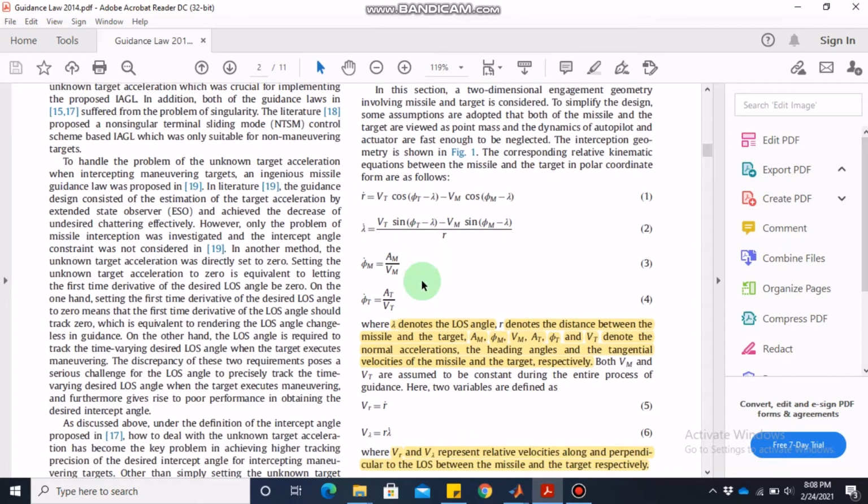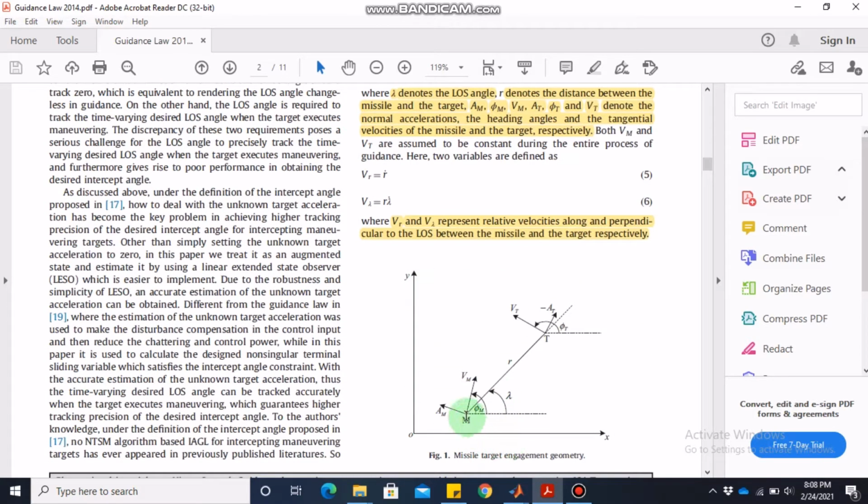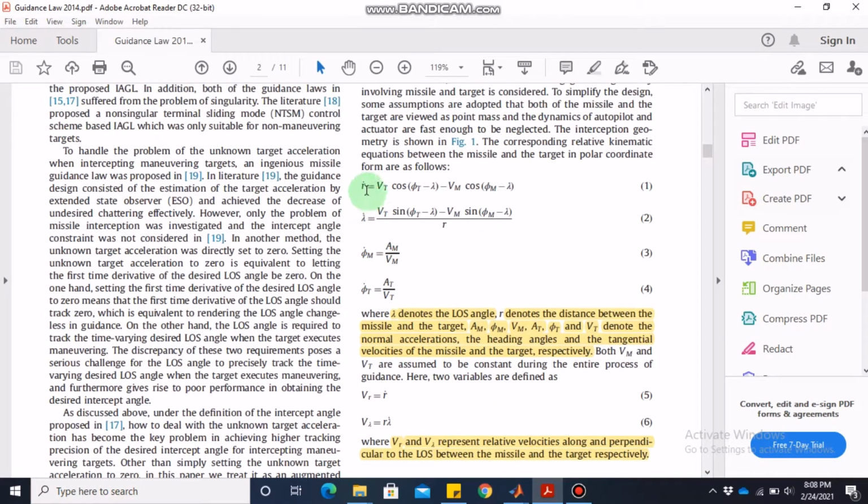the mathematical model. So this is the scenario where you have a missile and this is the target, and r is the distance between the target and the missile, and there is a missile heading angle and a target heading angle, and then there are some velocities of the missile and the target and some accelerations as well. So these are the dynamics of the system.